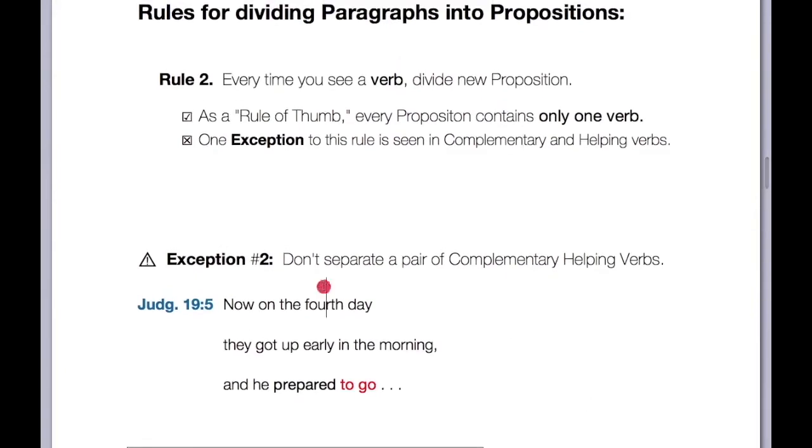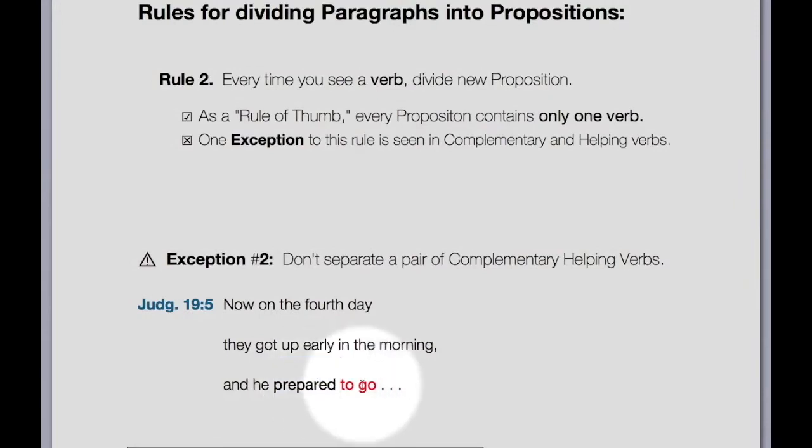It says, on the fourth day, they got up early in the morning, and he prepared to go. Now you can kind of feel that these two verbs are working together. He prepared, and then to go. If I were to get rid of this verb here, prepared, all I have is the statement, and he to go. Pretty useless.